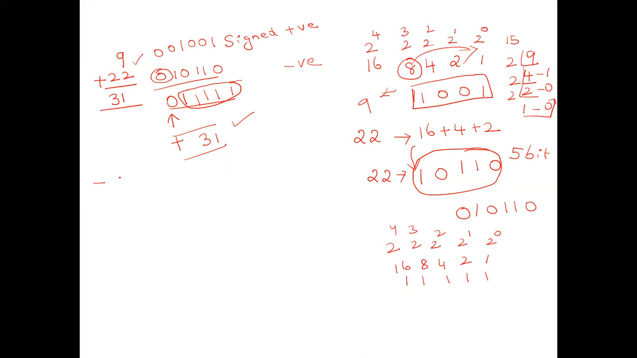See, another example is minus 9 plus 22. So this number is positive, and I am going to add two numbers. This is a positive number. This is a negative number. Now I will explain.